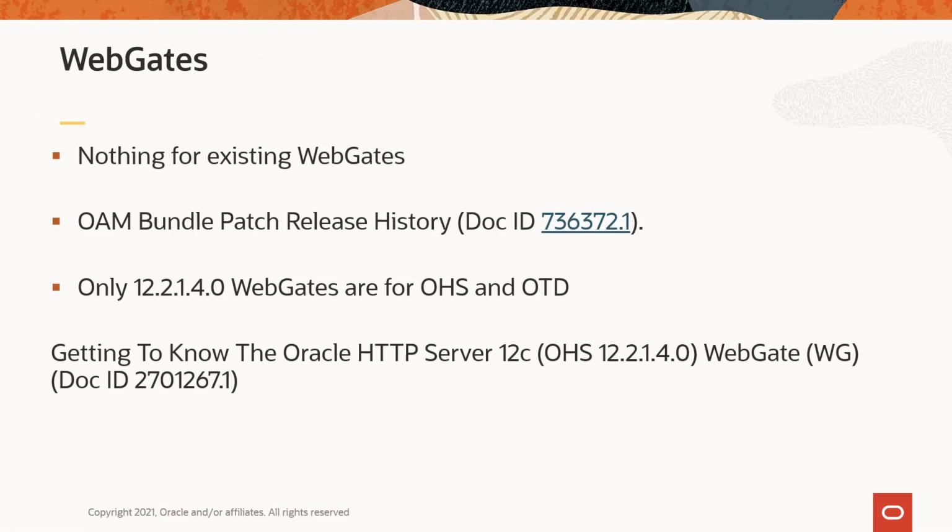Some things to point out. A best practice is to have the WebGate at the latest bundle patch version available. For more information, refer to the KM notes shown on the slide. The only 12.2.1.4 WebGates that are currently available are the OHS and OTD that come with the 12.2.1.4 OHS web server. The non-12.2.1.4 WebGates will not be able to utilize the latest OAM server communication WebGate feature, OAP over REST. For more information about the 12.2.1.4 WebGate, refer to the KM note shown, Getting to Know the Oracle HTTP Server 12c WebGate.